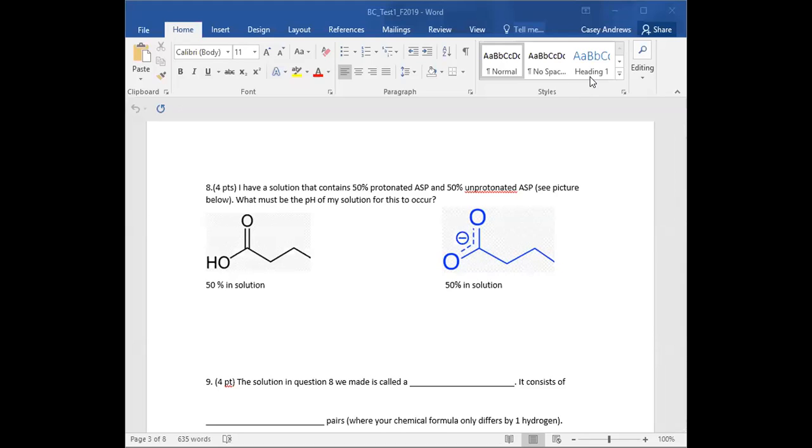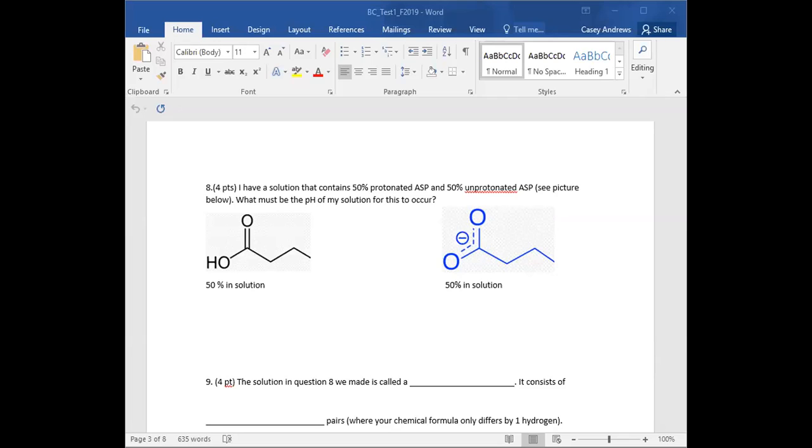Okay, test fall 2019, test 1. Question 8. This is a fun question. Let me share it with everybody. All right, question 8. I have a solution that contains 50% protonated aspartic acid, 50% unprotonated aspartic acid. See picture below. What must be the pH of my solution for this to occur?